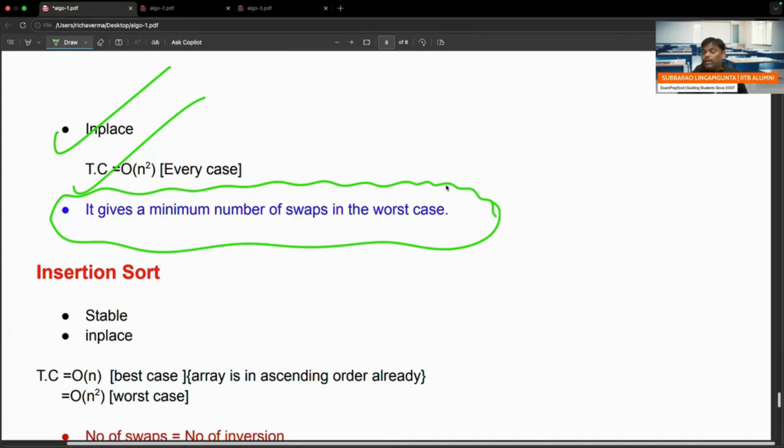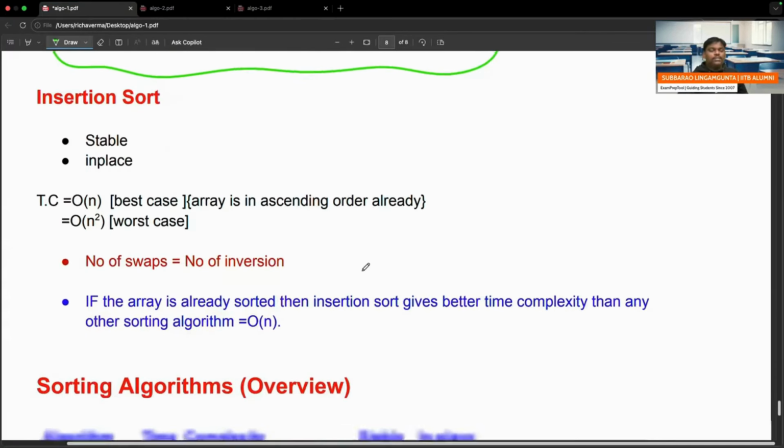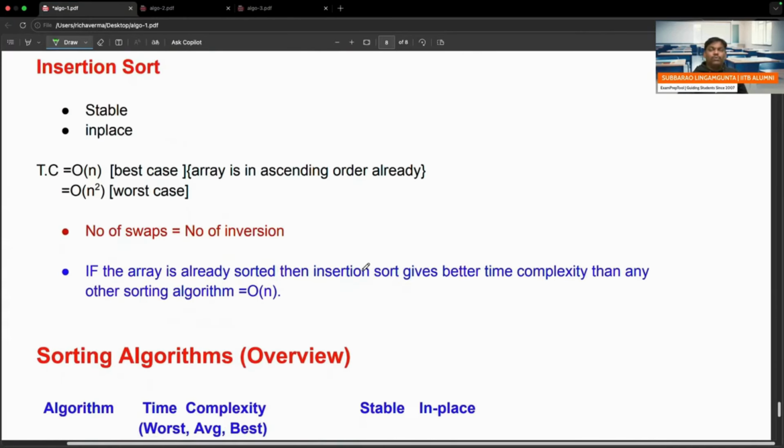But in every pass, one swap only. In the bubble sort, every time a swap is there. But here, in every pass, at the last place, one swap is there. Right? Let's go to insertion sort.